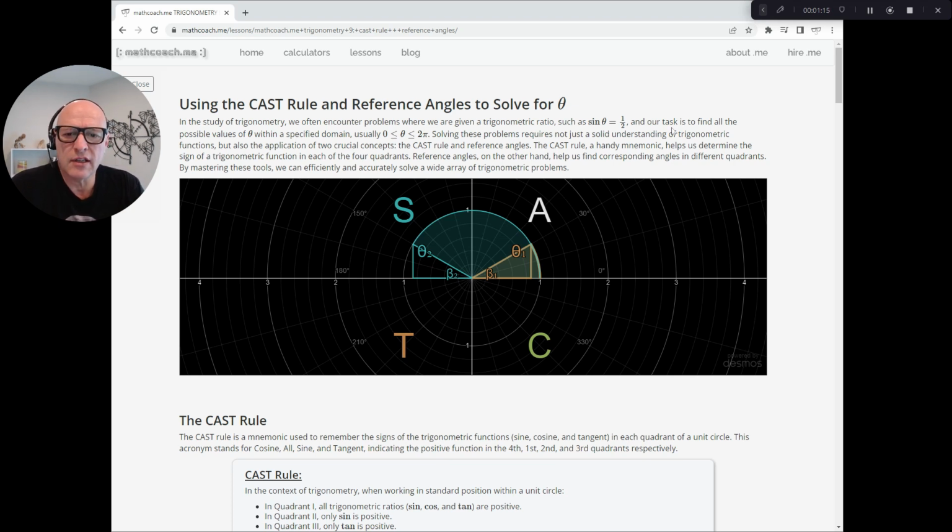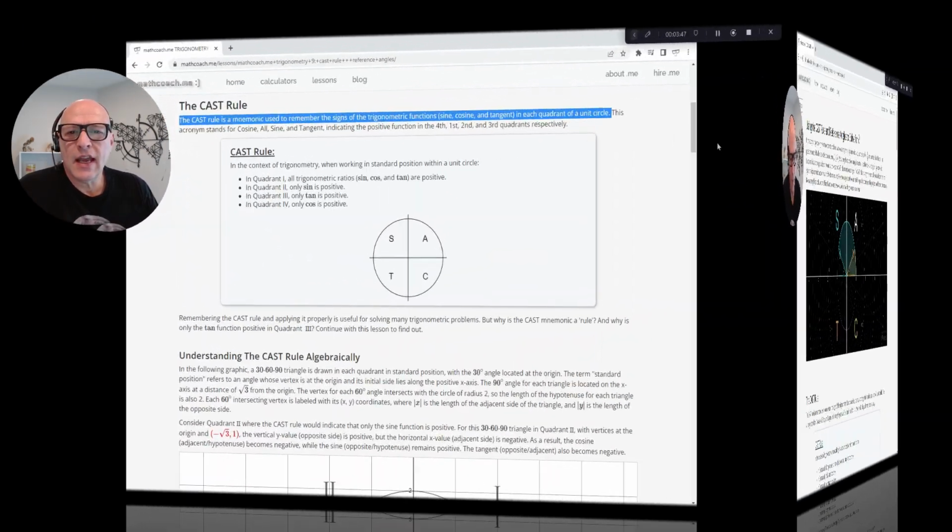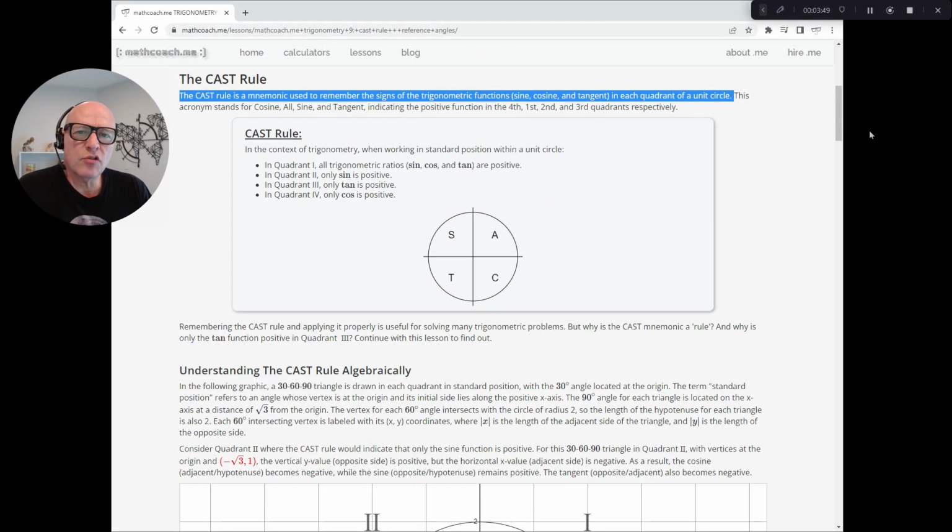So let's get started. The CAST rule is a mnemonic that is used to remember the signs of the various trigonometric ratios in each quadrant of the unit circle. To use it, you simply spell out CAST, C-A-S-T, but you start in quadrant 4 here.